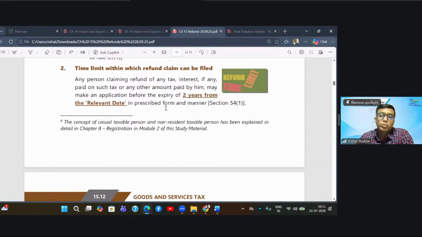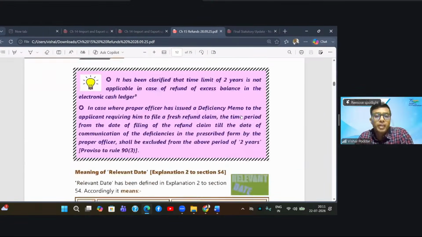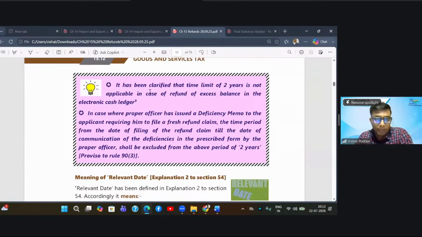Now comes the most important question. What is the time limit? The law says, section 54 says, this refund application has to be filed within 2 years. 2 years from which date? From the relevant date. Now comes the question, what is the relevant date? But before that, it has been clarified that the time limit of 2 years is not applicable in case of refund of excess balance in cash ledger, because cash ledger is your own money, you can refund it anytime.